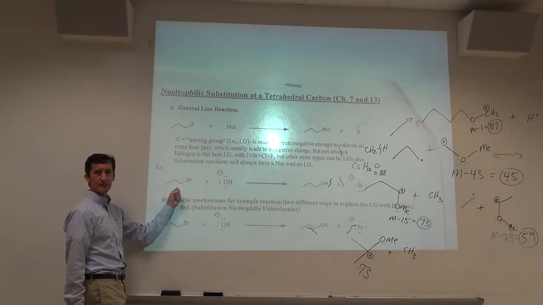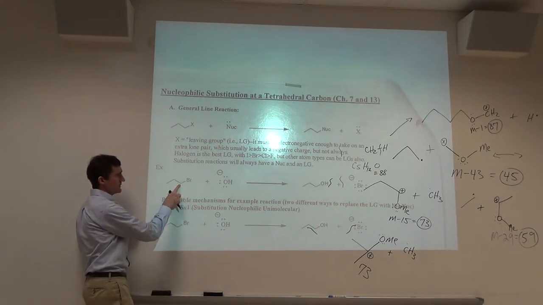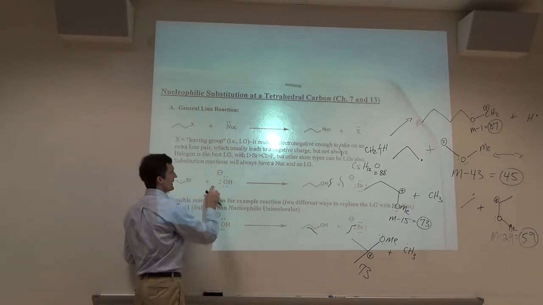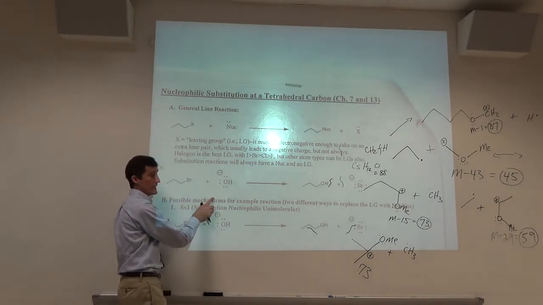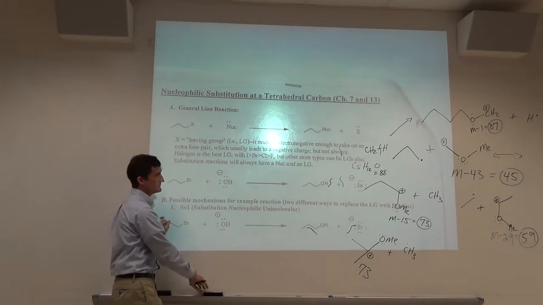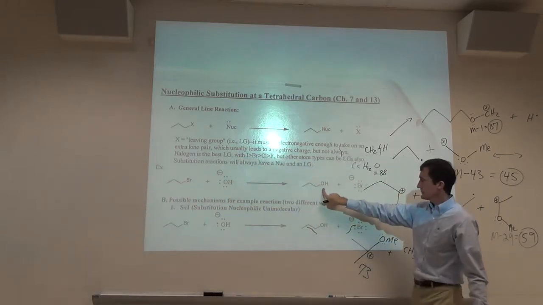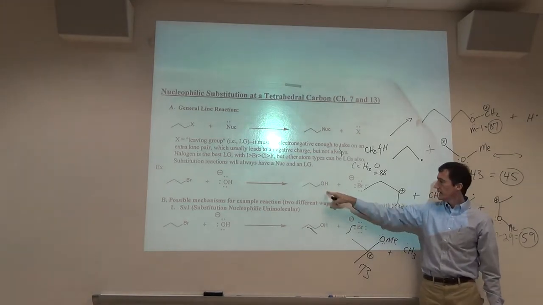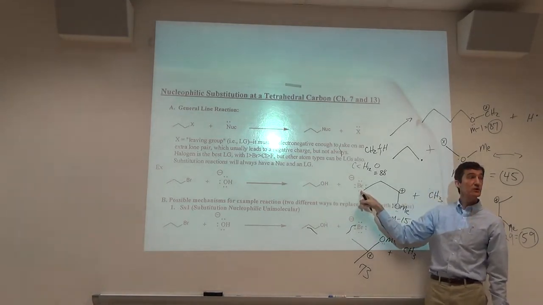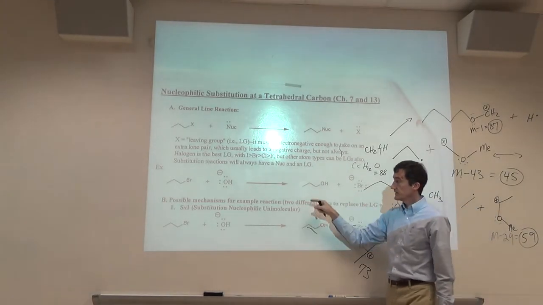Here's a precise example of the generic example. Maybe the leaving group is bromine on a tetrahedral carbon. Maybe the nucleophile is hydroxide. Actually an anion here. This would like a positive. Call that a nucleophile. The hydroxide has replaced the bromine. The bromine left. The bromine was the leaving group. Substitution.